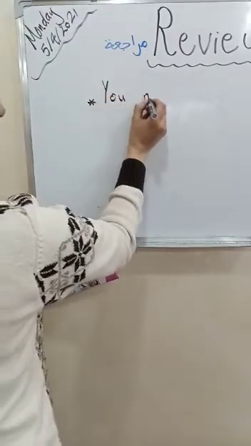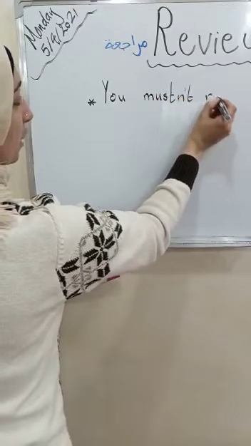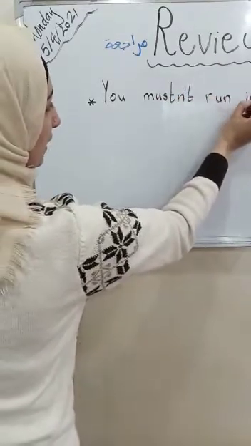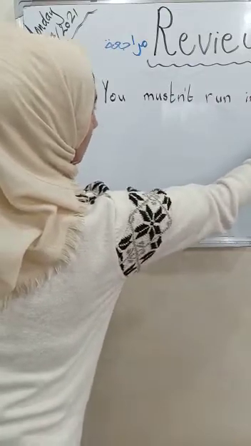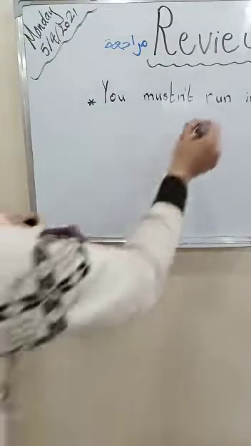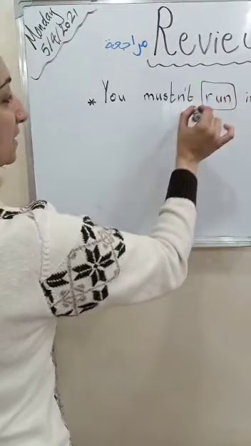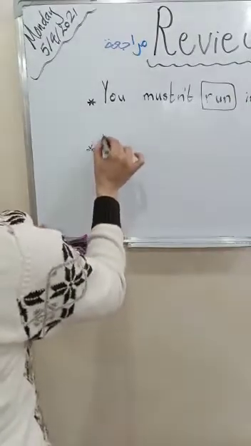For example, you mustn't run. You mustn't run in the class, okay? You mustn't run in the class. The verb after must and mustn't should be in the base form. مجرد يا ثالث. And another example.